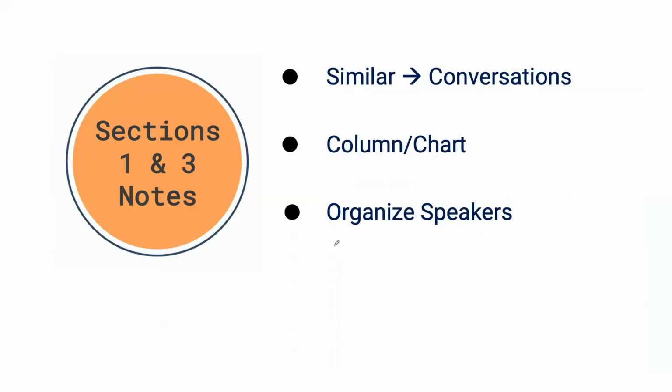Okay, so when you are in your sections 1 and section 3, you should be taking notes based on what you hear. Now, I don't mean notes that are lengthy or wordy. I mean notes that will call your attention to keywords, which we'll talk about a little bit later. But these are just notes to spark your memory and help you answer the questions. So, like I said, they're going to be similar in nature because they feature conversations. So the best way to take notes for conversations is to make a column or a chart. This way you can organize your speakers and you can understand who is saying what. Let's look at an example.